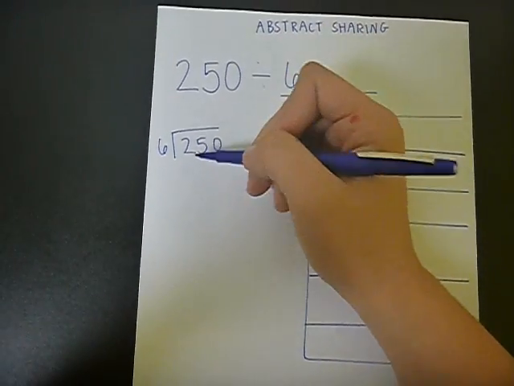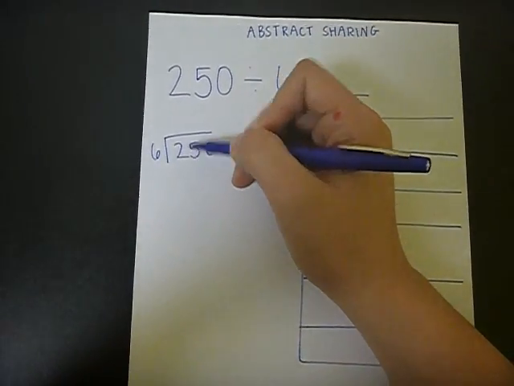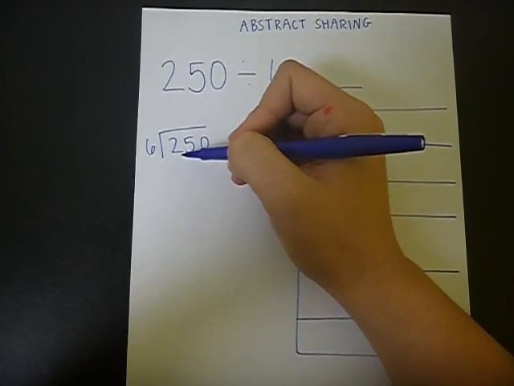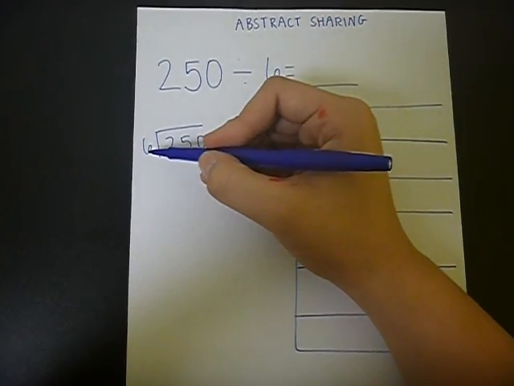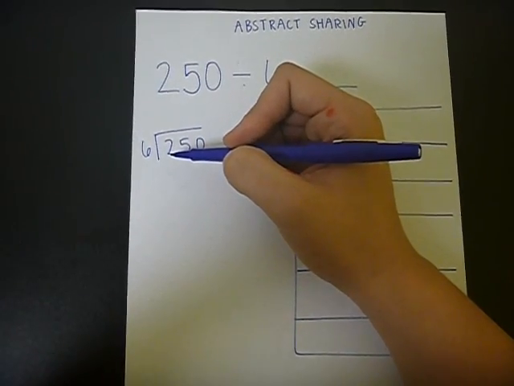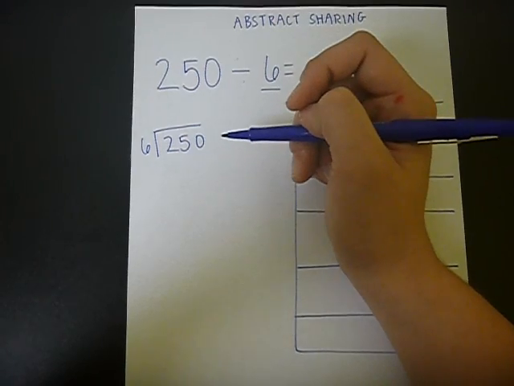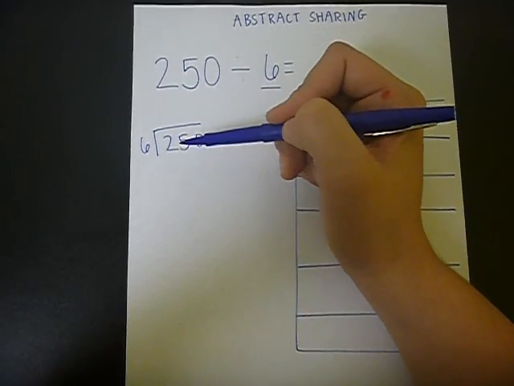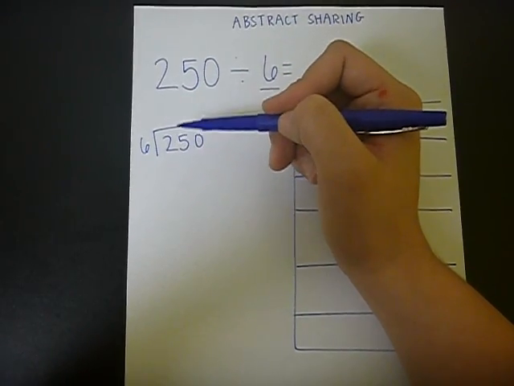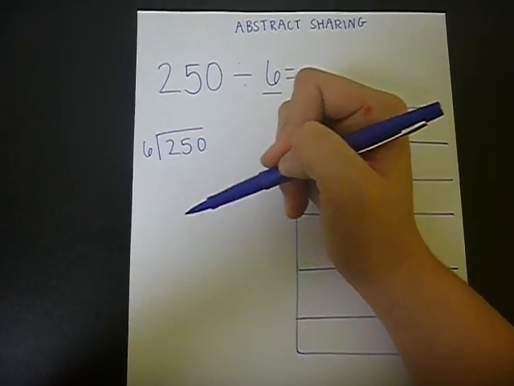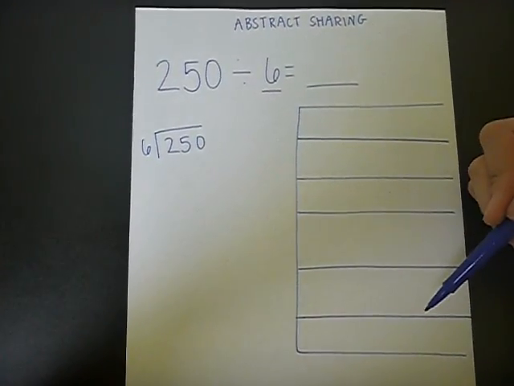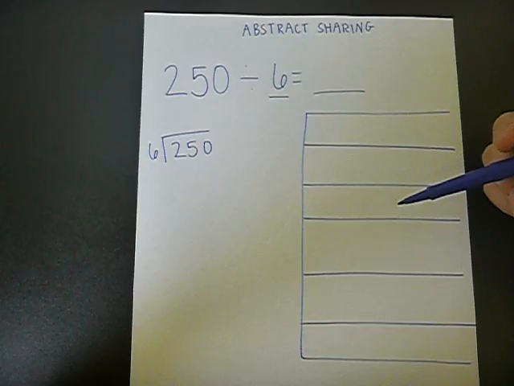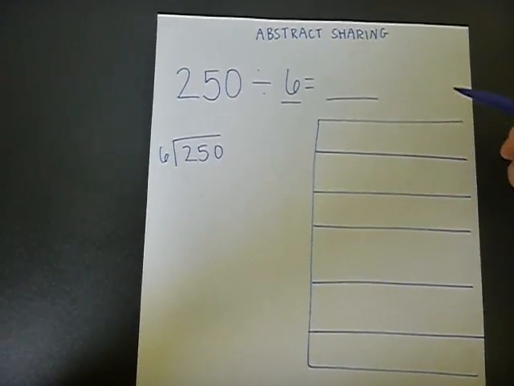I'm going to start by taking a look at my 200s. I'm going to think to myself, well, if I have 6 groups and 200s, can I share out my hundreds evenly? Unfortunately, I can't. I can put 100 in each group, but we'll have 4 groups that don't have any hundreds. That means that I need to regroup or look at my tens place.